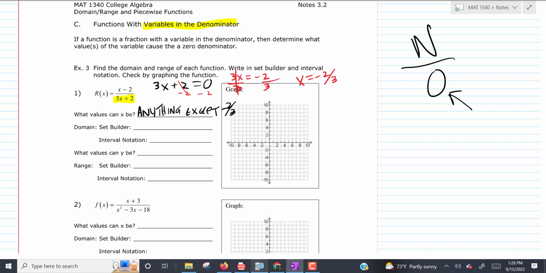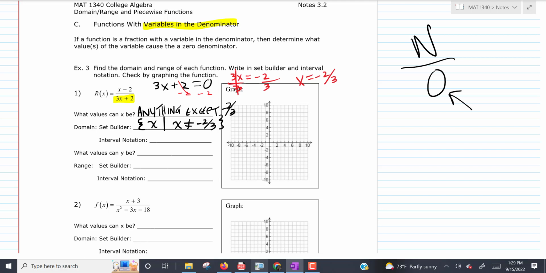And because that's the only thing that makes a 0 denominator. That's it. If you have a fraction, that's all you care about is a 0 denominator. Okay? So that is going to mean then we write our answer on our domain. Now we do this like this. We say set of x, and then that bar means such that, and then we just say x is not equal to negative 2/3. And what that says is it says that x is everything, but it can't be equal to that one thing. Okay? So that's how that goes. Now, in interval notation, think about this.